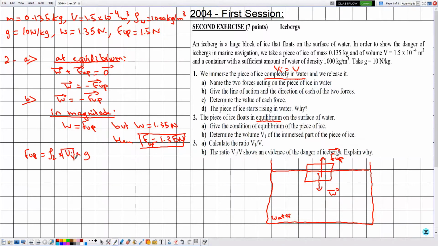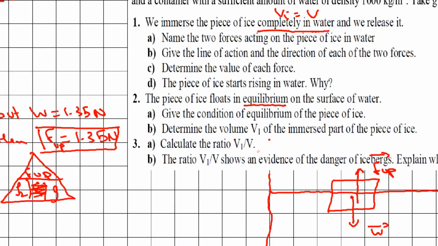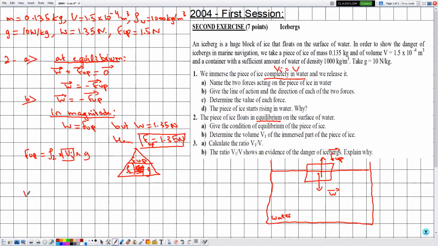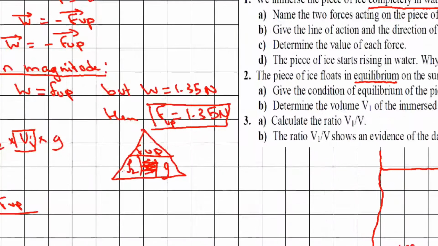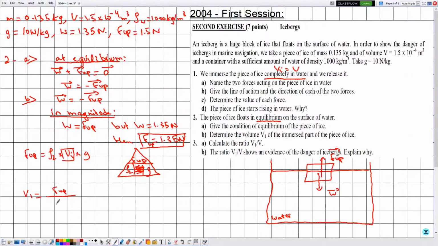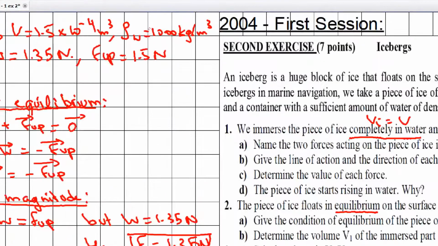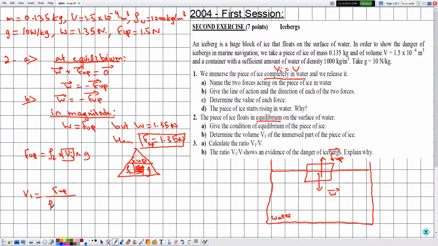We are interested in determining V1, constructing the triangle of this formula. Here, because we have multiplied, F of thrust will be at the top, and rho L, V1, and G at the bottom. We are interested in determining V1, which is equal to F of thrust divided by the density of the liquid multiplied by G. The density of the liquid is denoted by rho W, multiplied by the value of G.